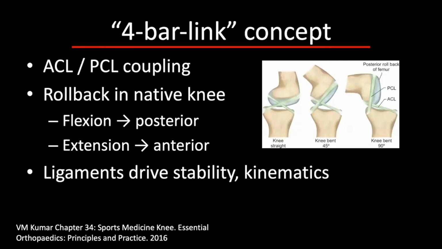The knee has previously been described by the 4-bar link concept, and this concept states that the ACL and PCL coupling is what primarily drives knee motion as you go into flexion. This causes rollback of the native knee with the femur moving posteriorly in relation to the tibia, and in extension, the femur then moves once again back into an anterior position. In this 4-bar link concept, the ligaments drive knee stability and kinematics.